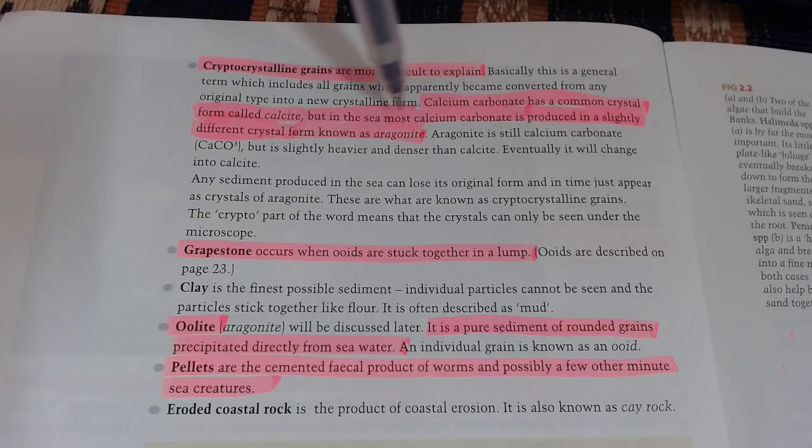So what happens in the ocean is this calcium carbonate changes its crystal. If you read the sentence above, it's about how grains become converted from any original type into a new crystalline form. So in the ocean you've got all this calcium carbonate bouncing around, which would commonly form a crystal called calcite, but in the ocean it is actually produced in a slightly heavier form known as aragonite. And we call aragonite grains aragonite sand.